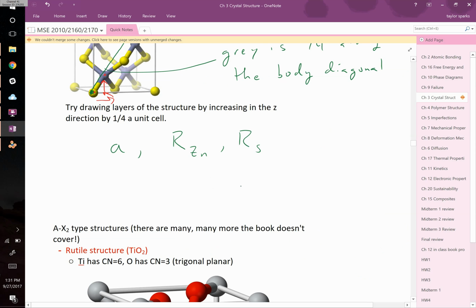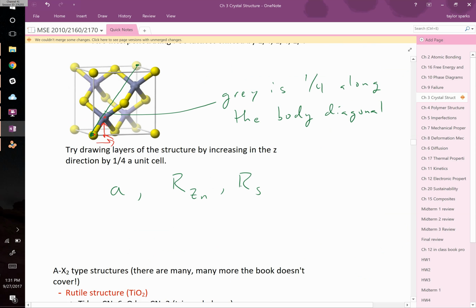The total body diagonal, it was root 3 times a. And then if we're going a quarter of the way, that's divided by 4. That will be equal to the radius of your zinc plus the radius of your sulfur. And again, if you look up values for zinc and sulfur with coordination number 4, you could predict the lattice parameter of the structure, and it's going to be pretty darn accurate. Okay? Keep going. What does that equal then? These are just equal to one another.